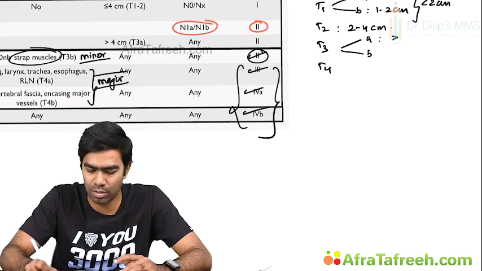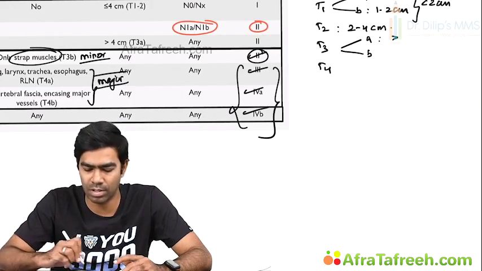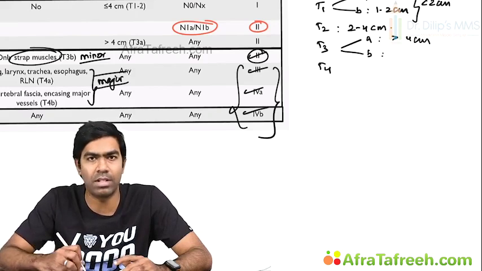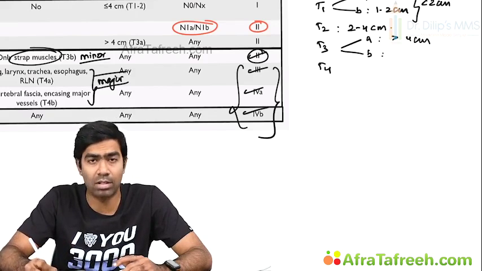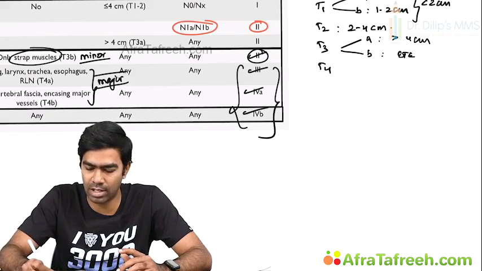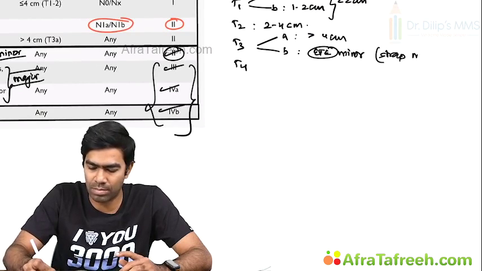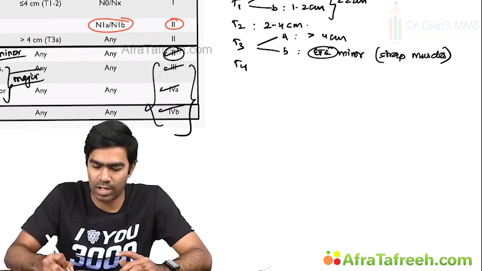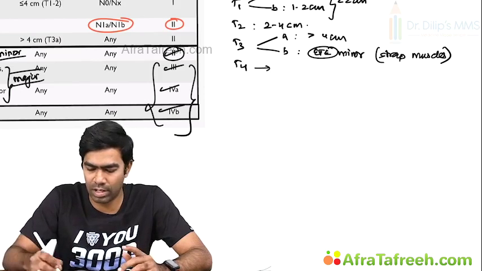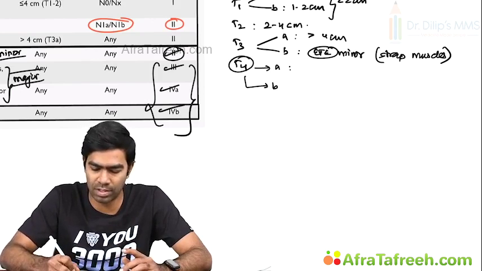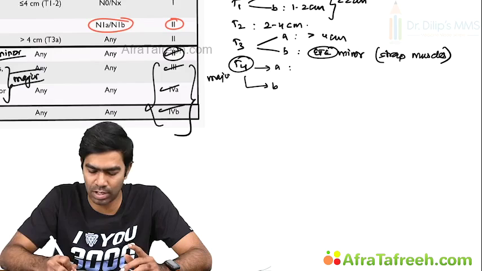So A means more than or equal to 4 centimeter, and T3B means they are involving extrathyroidal extension, and this extrathyroidal extension will be only minor in T3B, involving only the strap muscles, right? And T4 indicates, like again you have T4A and T4B. T4 itself is a major extrathyroidal extension.